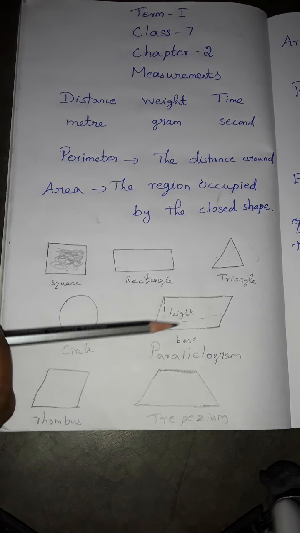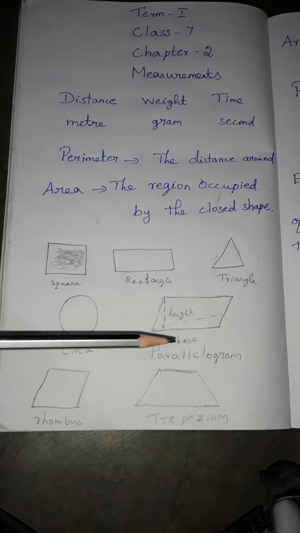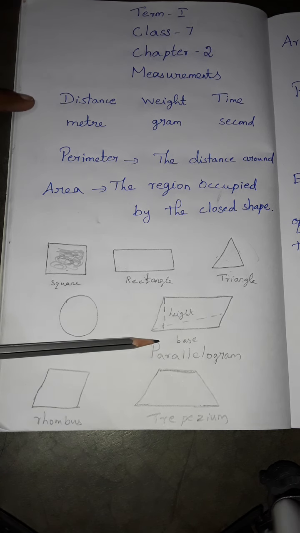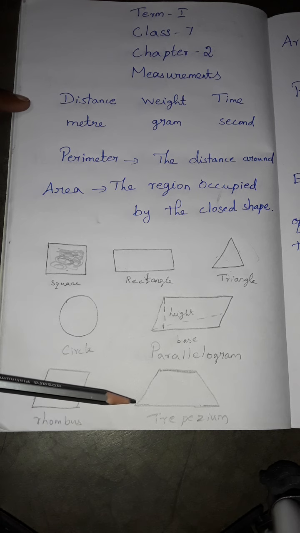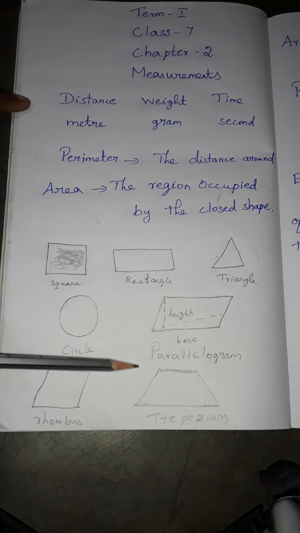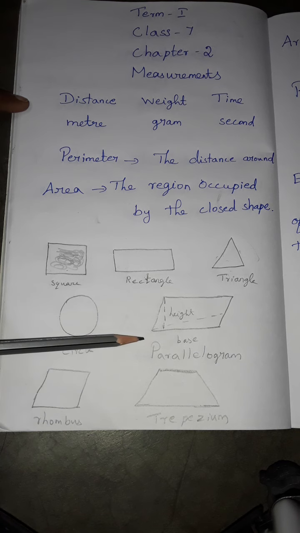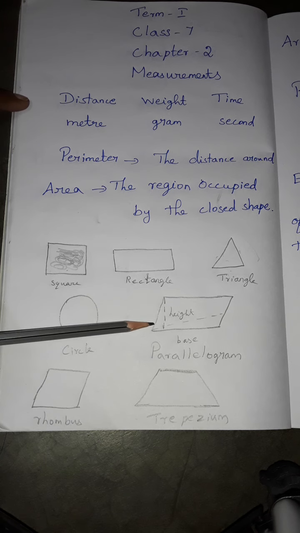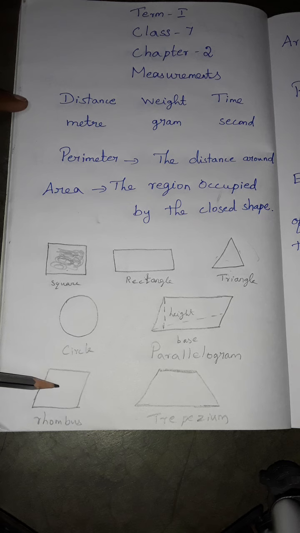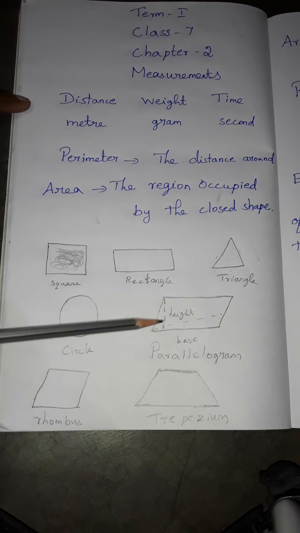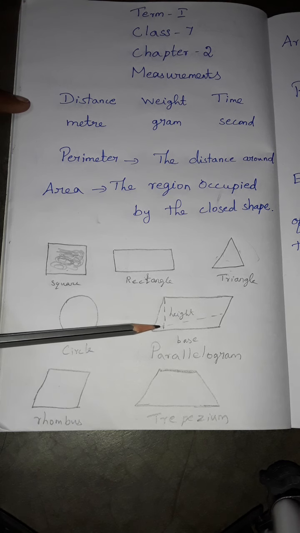Now we are going to study this chapter. We are going to study three new shapes. What are the shapes? Parallelogram, rhombus, trapezium. In the first exercise we are going to study the parallelogram. When we see the rhombus and trapezium, I will tell.